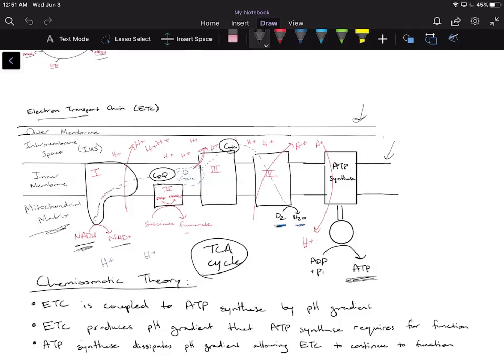But the idea here is that Dr. Mitchell, in 1961, came up with the idea of chemiosmotic theory, where the electron transport chain is coupled to ATP synthase by a pH gradient, okay? So Dr. Mitchell thought that the way the electron transport chain is connected to ATP synthase, or the way that we go from NADH to finally making ATP, is through a proton gradient, okay?